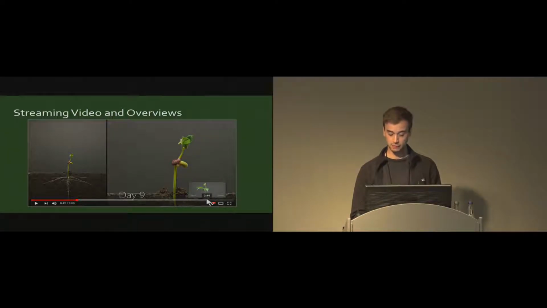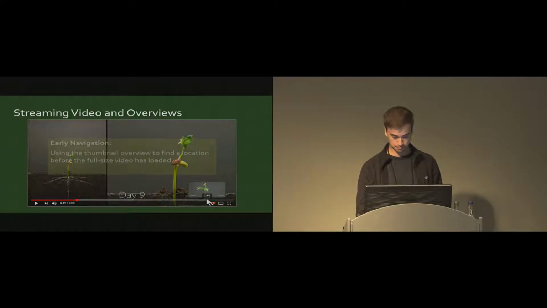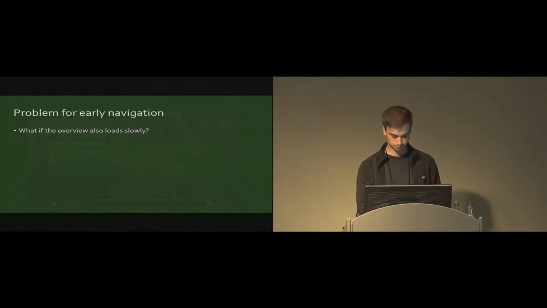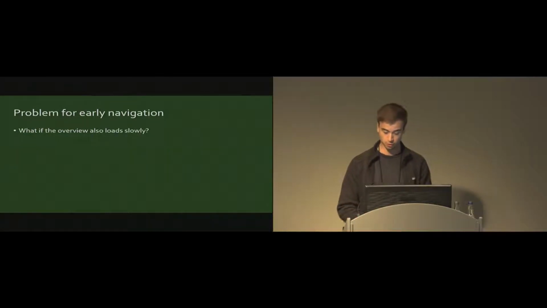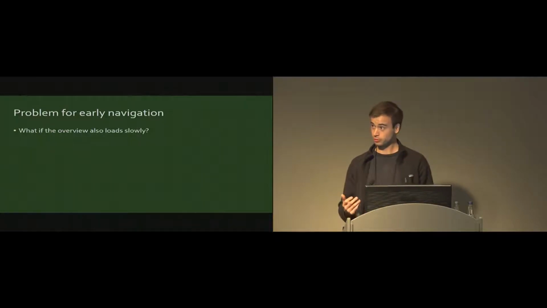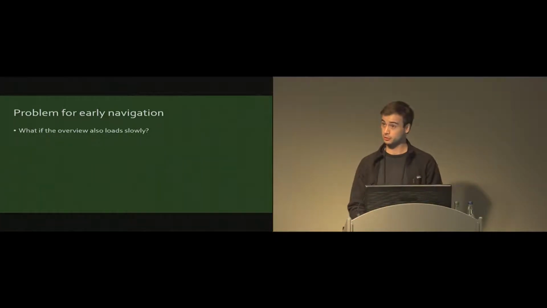This allows moving back and forth on the seek bar to find a location to click and change the load point. And that is the task of early navigation, using the thumbnail overview to quickly find a location so that you can click to change the load point of the main video, without having to wait for the large version to download. So overviews were a solution to the problem of slow loading video. But we asked, what if the overview also loads slowly, too slowly to do early navigation?